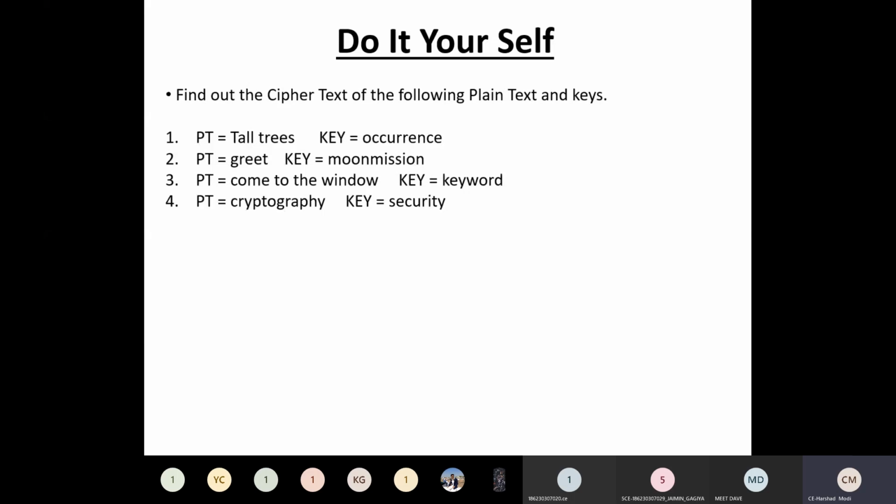So here we will take the first example. The plain text is tall trees and the key is occurrence. So I am sharing the whiteboard.